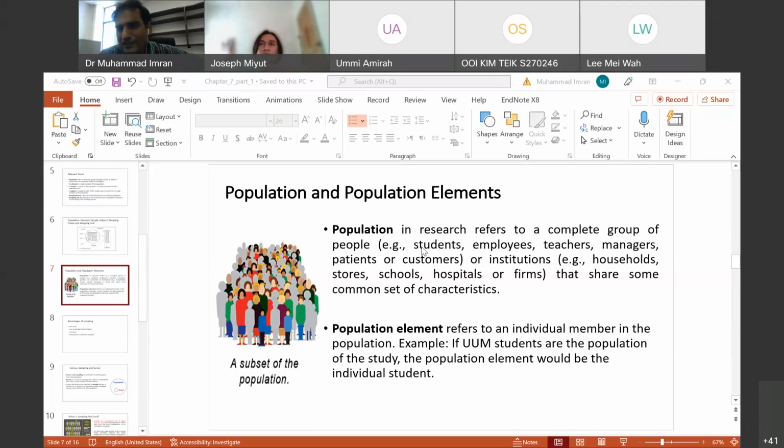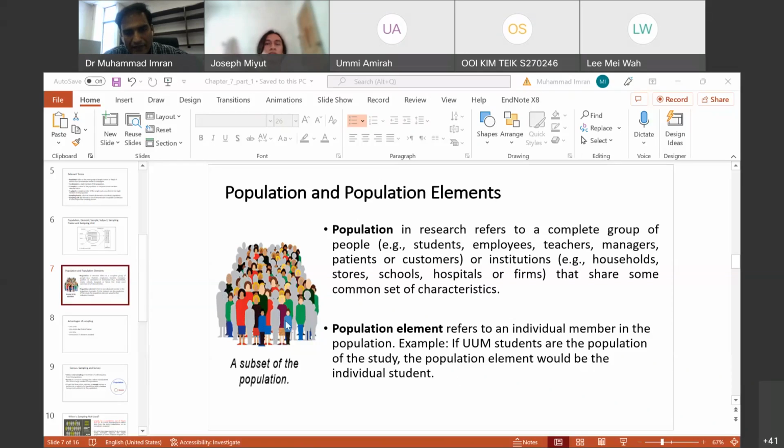Maybe your research is on students, like e-learning, which belongs to students. Other groups doing e-learning research will choose all students of UPSI, and the students will be the population for their study. Understand? Teacher, manager, customer, or institution, householder, these are examples of the population. And you can select only one group among all the population, which will be your sample.